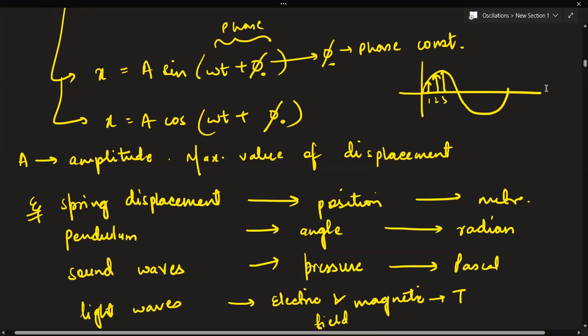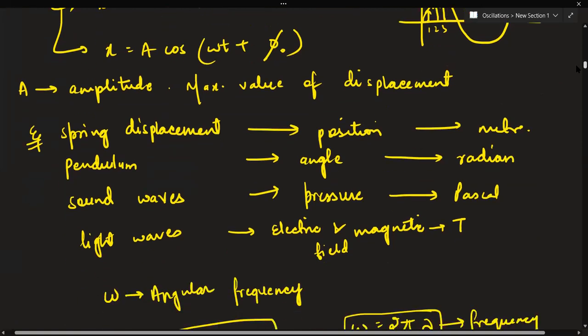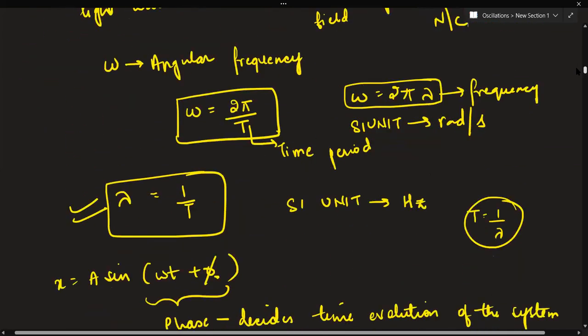Now see, what I have written are all the SI units. If it is a spring, the change will be in terms of position. In a pendulum, the motion occurs and the change happens in terms of angle. In sound waves, there are changes in pressure. In light waves, there are electric and magnetic fields. Position is in meters, angle is in radians, pressure is in pascals, electric field is in Newton per coulomb, and magnetic field is in Tesla.